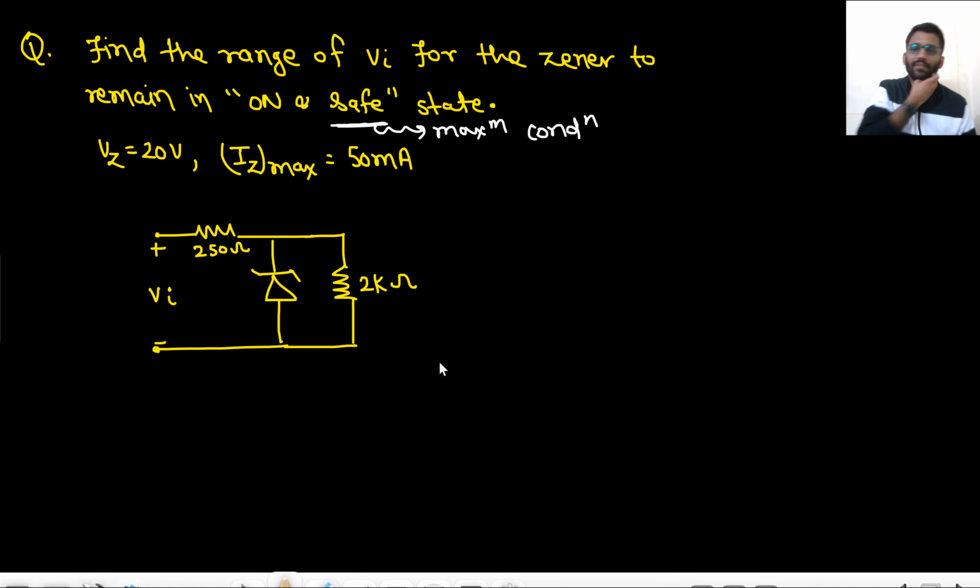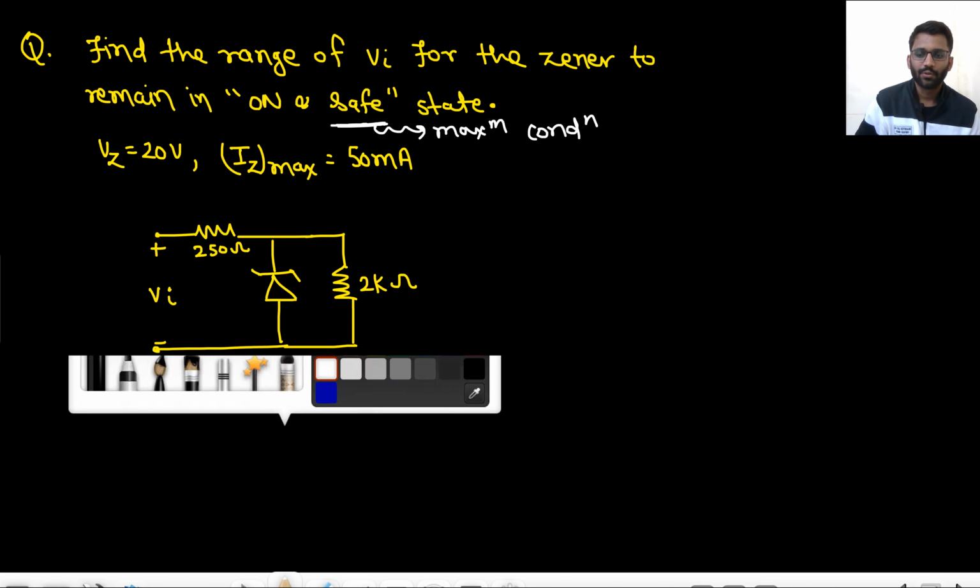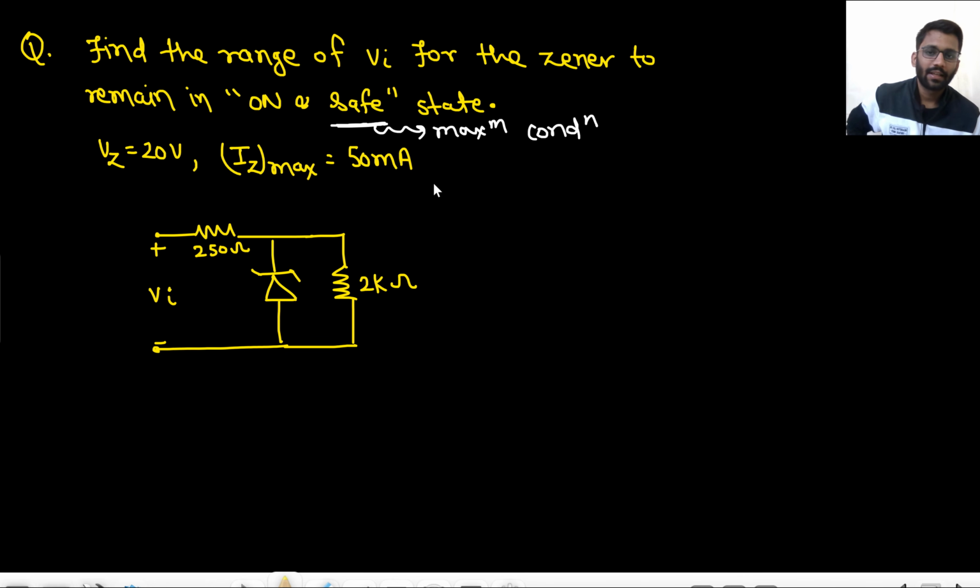On and safe. So Vz is given, Iz max is given. Even Iz minimum I will give, so that you guys get confused. Which one should you use? The Iz max one, right? Because they have written safe.